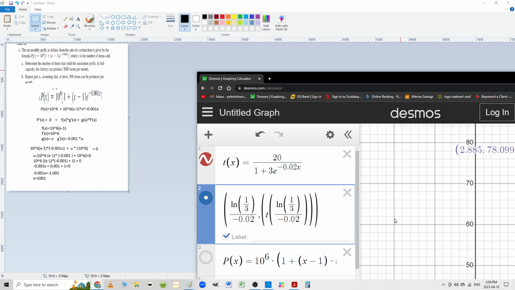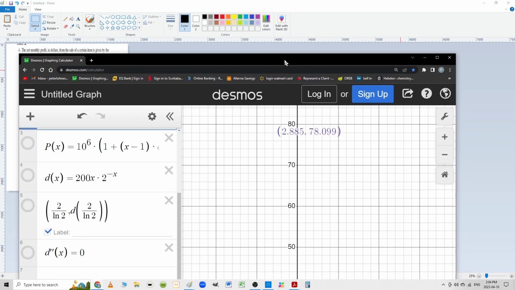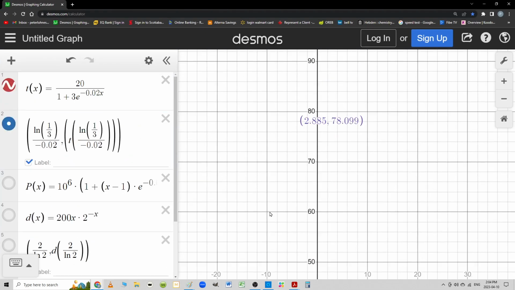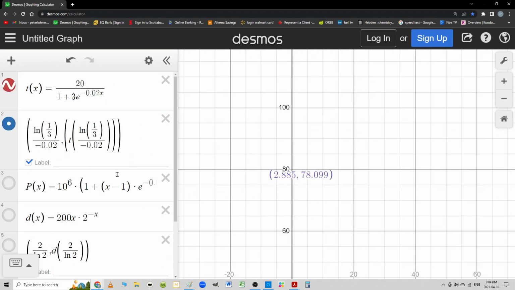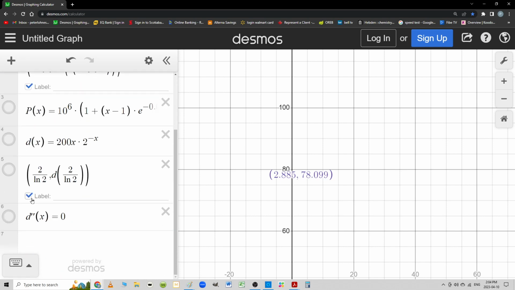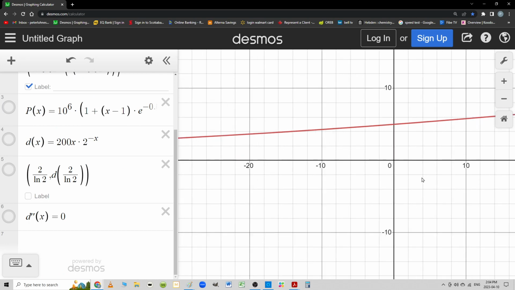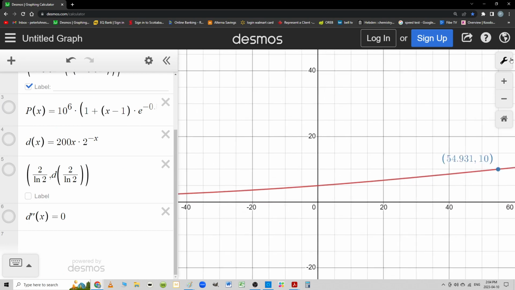I'm going to label it. I'm going to turn off all my other graphs. There we go. Oh, wait, that's not the point I'm looking for. I'm going to get rid of that. There we go. I'm going to hit home, and hopefully it comes up. There it is. Now notice that it's stretched too much.